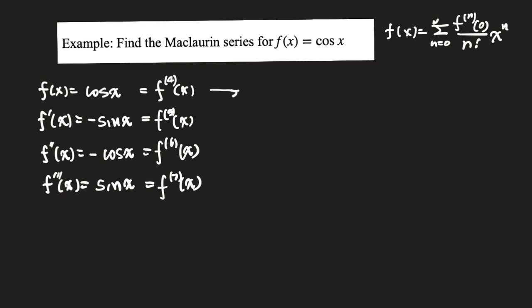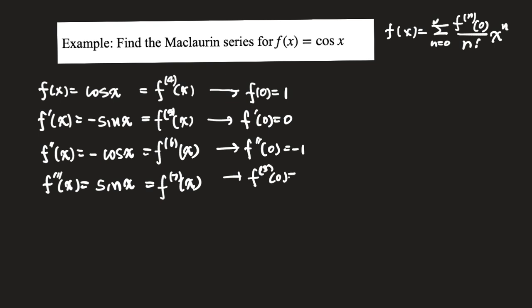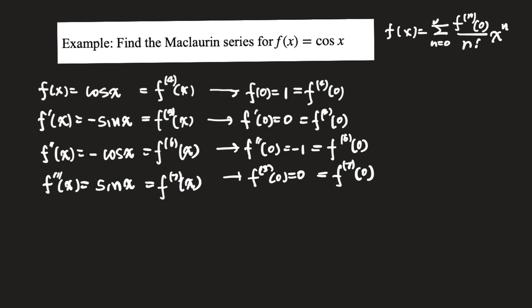So let's find the coefficients. f of 0 is 1. f prime of 0 is 0. The second derivative of 0 is negative 1. The third derivative at 0 is 0. The fourth derivative at 0 is 1, and the fifth, sixth, and seventh derivatives at 0 follow the same pattern, with the odd ones being 0.